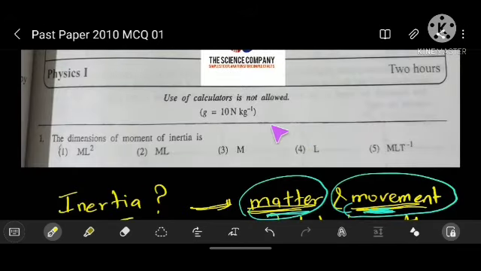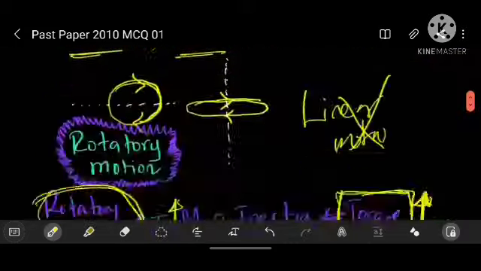In order to find the dimension of a quantity, we should know either the formula of that quantity or at least the unit of that quantity. With that formula we can find the dimension of it. And if we know the unit, then we can derive the dimension from that unit as well.